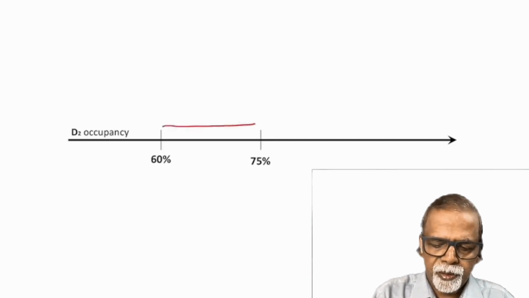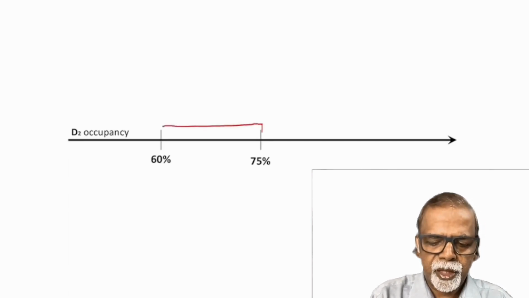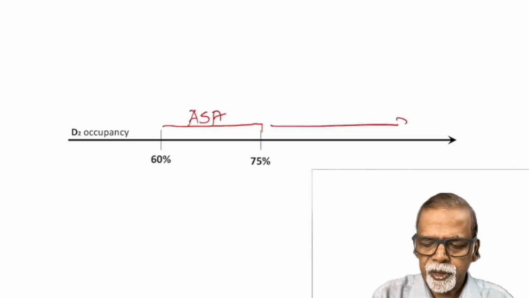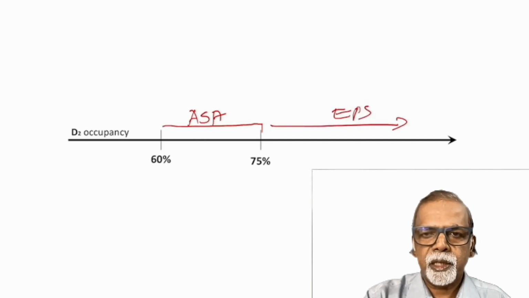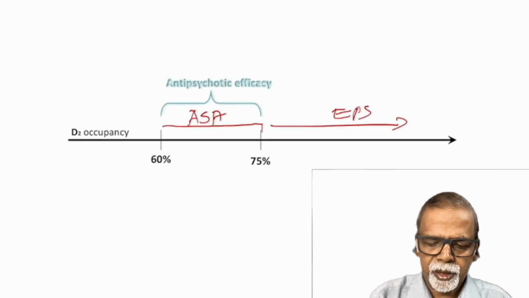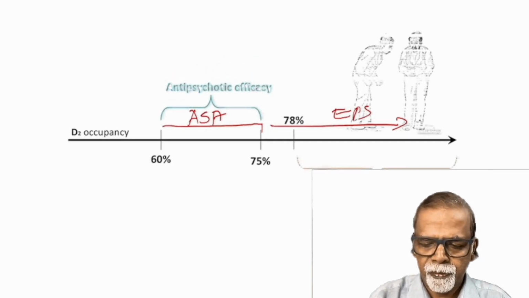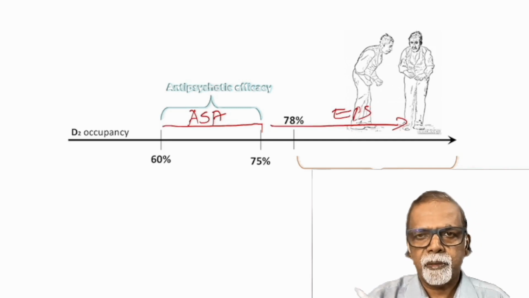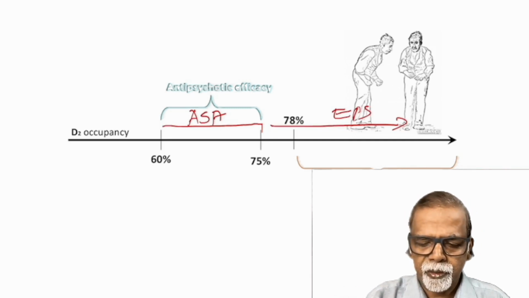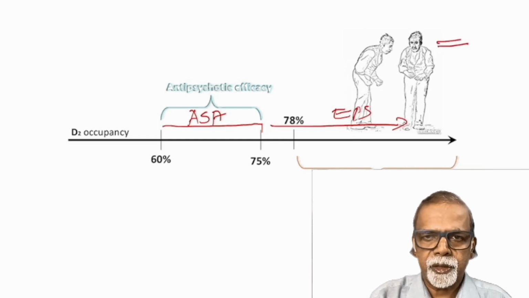D2 blockade is the main reason for the action of the antipsychotics. When the D2 blockade is between 60 to 75%, it has antipsychotic action. More than 75%, it produces extrapyramidal symptoms. So when the receptors are blocked more than 75%, you get the extrapyramidal effect. Remember this point: D2 occupancy is important in considering many of the side effects, and the extrapyramidal features are due to the D2 blockade.